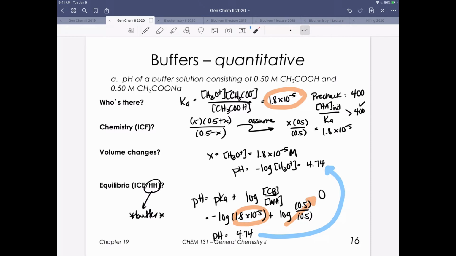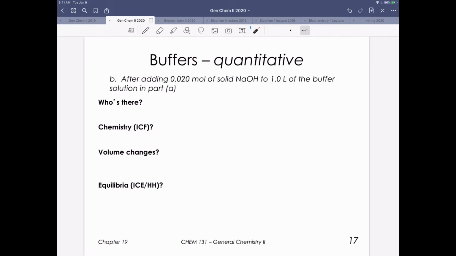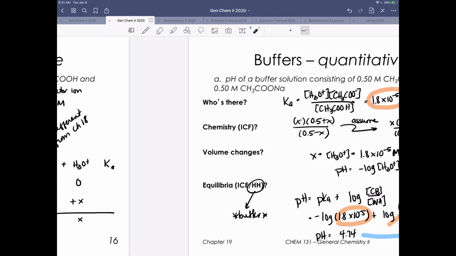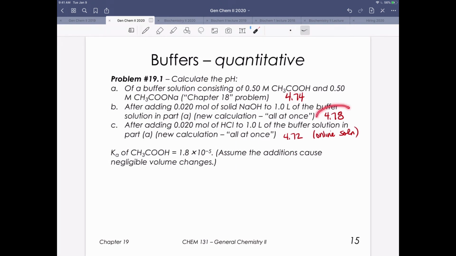Okay, moving on to the last little piece here. Let's imagine that we are going to add some base to this. So we're going to add 0.02 moles of sodium hydroxide to this. We're going to assume that there's no change in volume, so we're still going to have 1 liter of solution. This is something that's going to change. This is going to be an important player when we get to titrations in our next lecture. But if you want, take a stab at working through that problem. Again, highlighting, we know that the pH is going to increase a little bit. See if you can do the chemistry that gets you to 4.78.